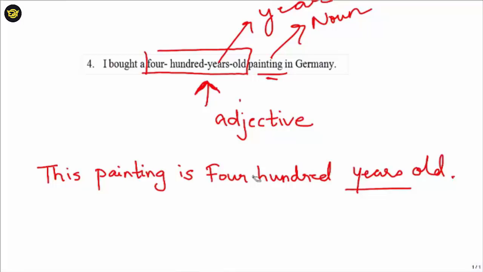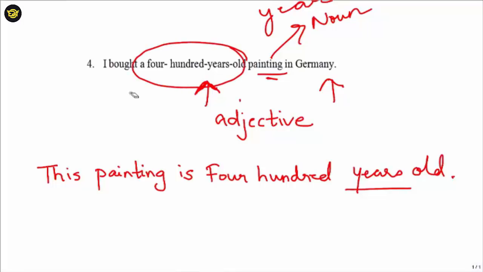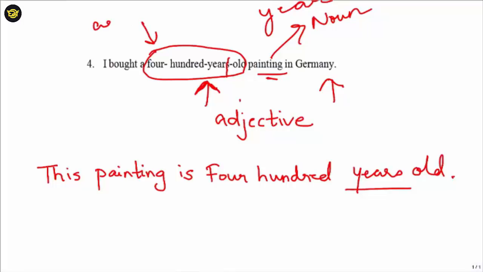But let's go back to our original sentence. When we say I bought a 400-year-old painting, we're talking about this entire thing, 400-year-old, being one word. Yes, this entire thing that you see over here is one word. Therefore, we have to take the plurality of years away and it would only be 400-year-old painting. So that thing is an adjective.